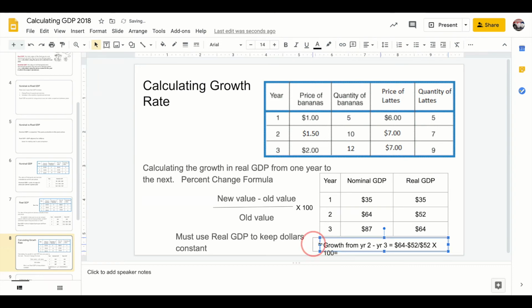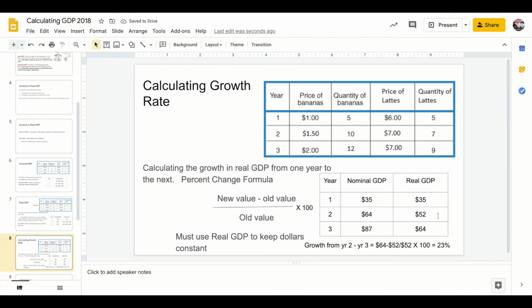Okay, I'm going to have to do a little bit of math here. All right, so 64 minus 52 is what? 12 bucks. 64 minus 52 is 12, divided by 52 is 0.23 and so on, times 100, and we had a 23% increase. A 23% increase in real GDP from year 2 to year 3.